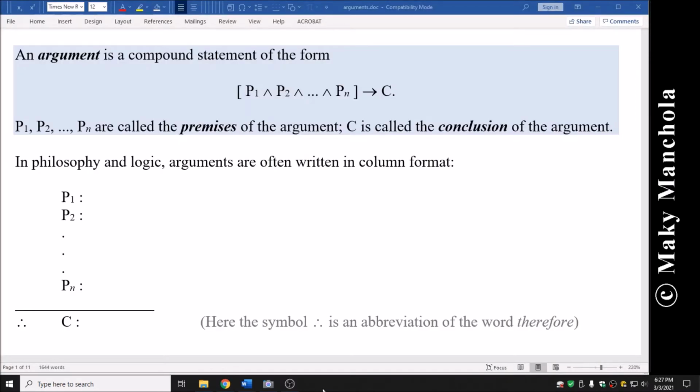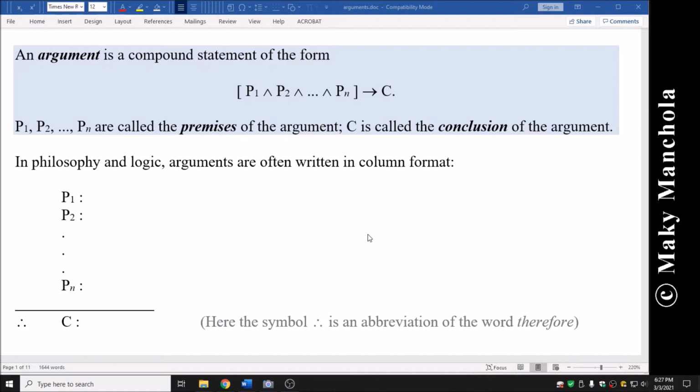Formally, an argument is a compound statement of the form P1 and P2 and so on and Pn implies C. So here we have a conjunction implying C. P1, P2, all the way up to Pn are called the premises of the argument. C is called the conclusion of the argument.